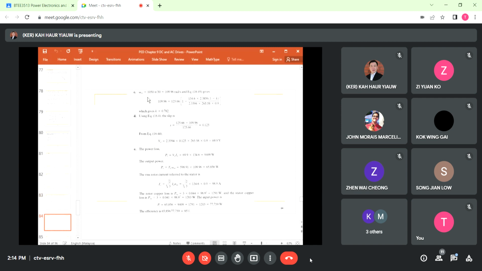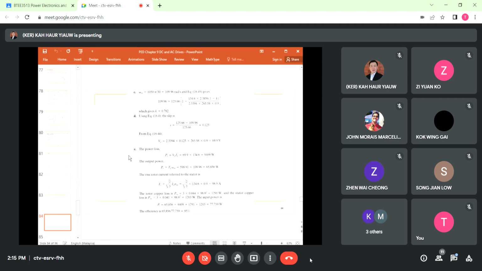For omega m equal to 109.96 radian per second, equation 49 gives this. By rearranging it, we can obtain the duty cycle K equal to 0.782. By using equation 4, the slip is then equal to 0.125. From equation 44, VD is equal to 69.9 volt.